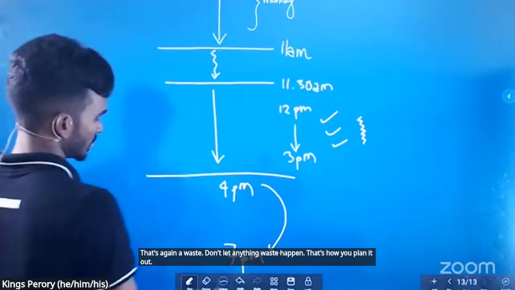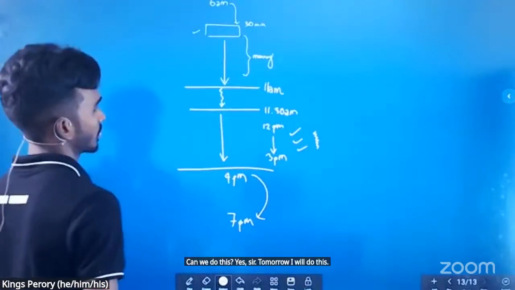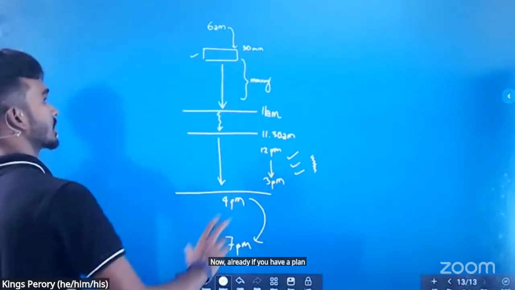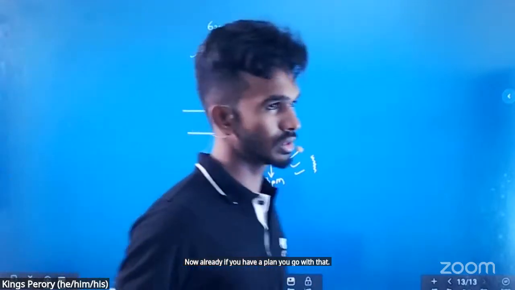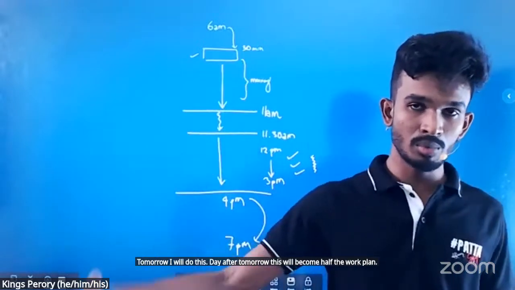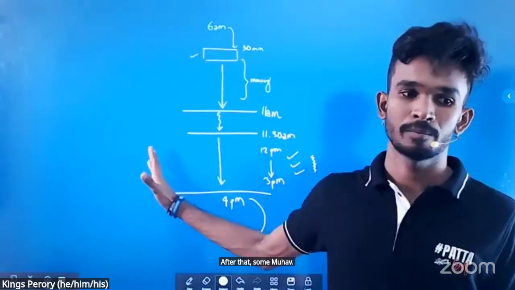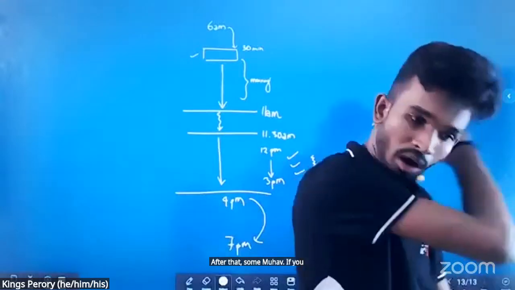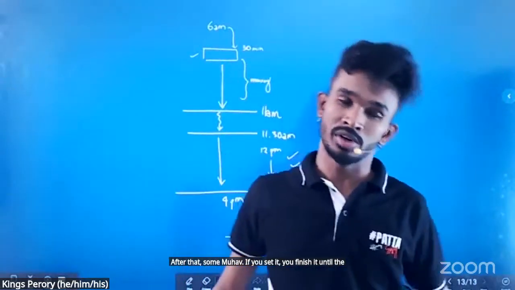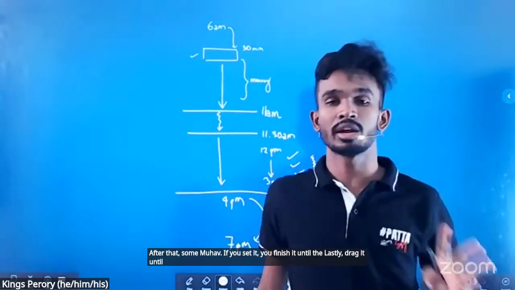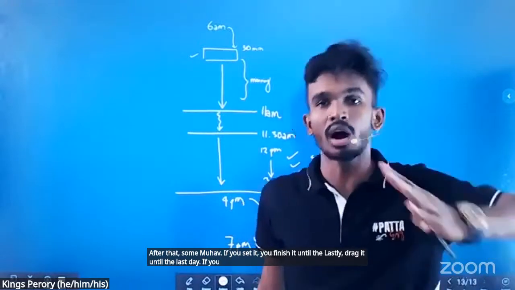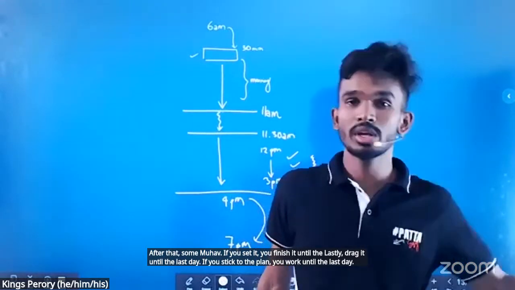Can we do this? Yes, sir. Tomorrow I will do this. If you already have a plan, you go with that. Tomorrow I will do this, day after tomorrow this will become half the work plan, after that some more half. No, children, that won't work. If you set it, you finish it until the last day. Drag it until the last day. If you stick to the plan, you work until the last day. Don't give it up in the middle.